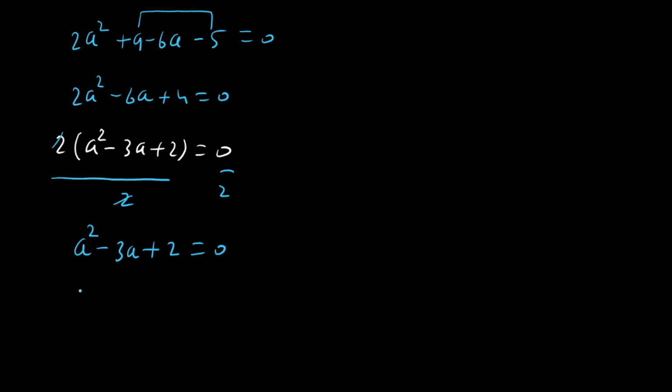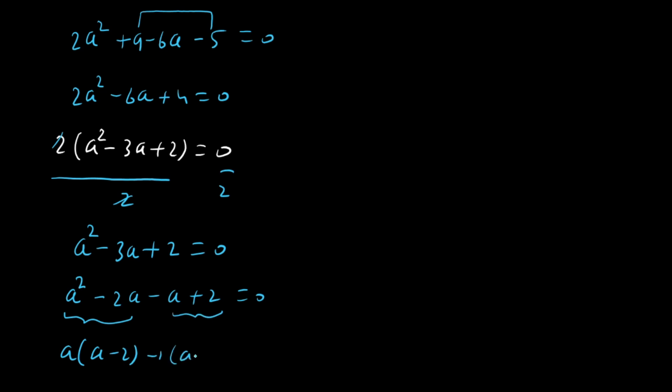This is a quadratic equation in terms of a. Here we will apply middle term split and then find out the value of a. A square minus 3 times a is the same as a square minus 2 times a minus a plus 2, equals 0. If we take a common from a square minus 2 times a, then a minus 2, and here if we take the negative sign common, then minus a minus 2. If we take a minus 2 common, then a minus 1 equals 0.